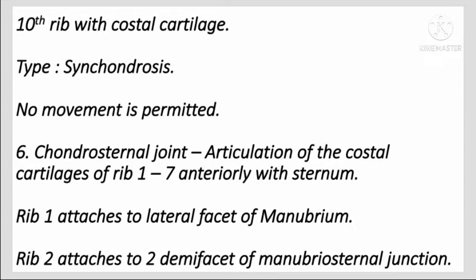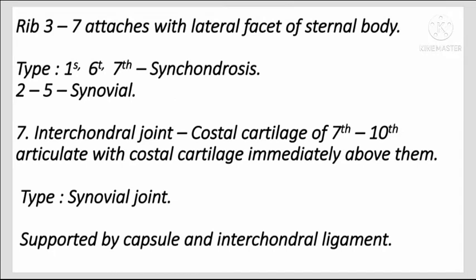The costochondral joint is the anterolateral articulation of the 1st to 10th ribs with the costal cartilage. Type: synchondrosis. This joint permits no movement. The chondrosternal joint is the articulation of the costal cartilages of ribs 1 to 7 anteriorly with the sternum. Rib 1 is attached to the lateral facet of the manubrium. Rib 2 is attached to the second demifacet of the manubriosternal joint. Ribs 3 to 7 are attached to the lateral facet of the sternal body.